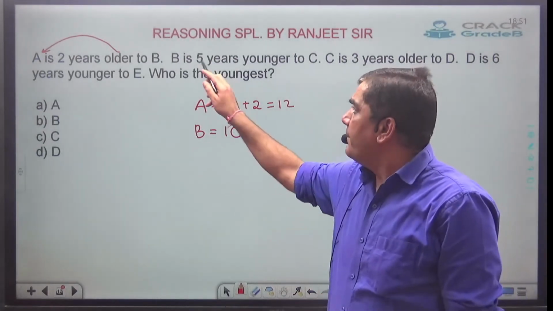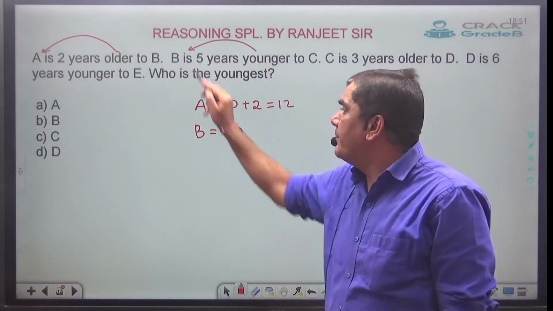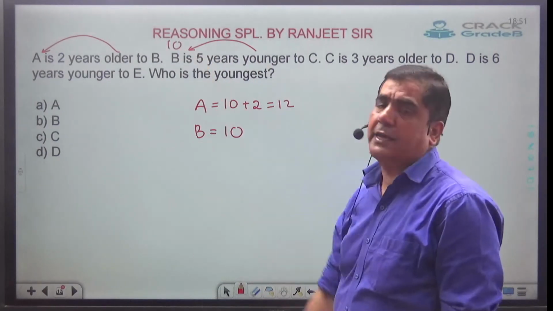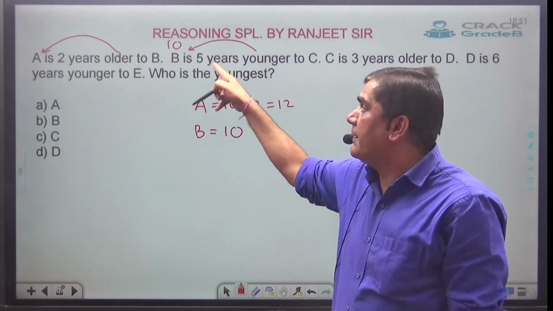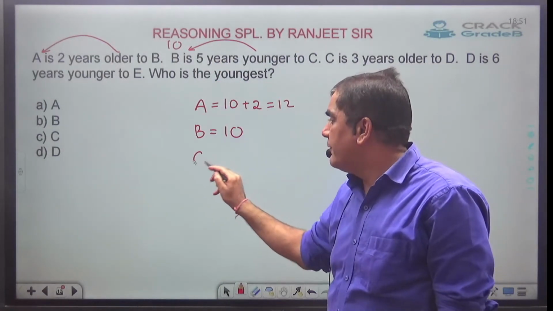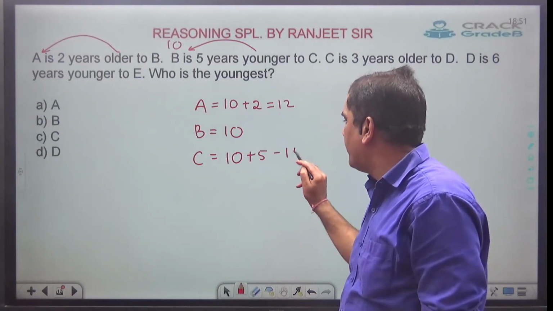Next one. B is 5 years younger to C. Who is younger? B. And B's age we have already assumed to be 10. So B is younger, means what? C will be elder than B by 5 years. So age of C will be what? 5 years more than B. So 10 plus 5 comes out to be 15.